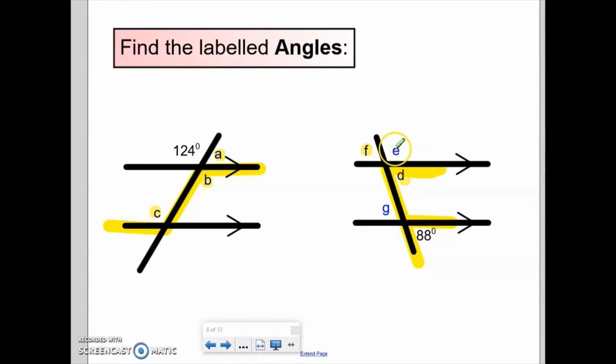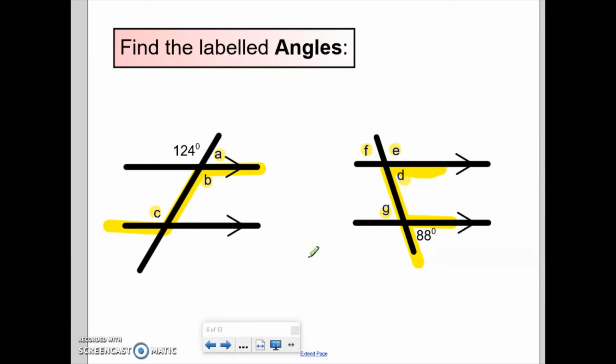Next thing I can look at is angle E. Angles on a straight line, so F and E would need to combine to be 180 degrees. So that is going to make E 92 degrees. To get G, we could look at alternate angles. We've got a Z here, which I'm just following there with the cursor. So G is also 88 degrees because it is alternate to angle D.